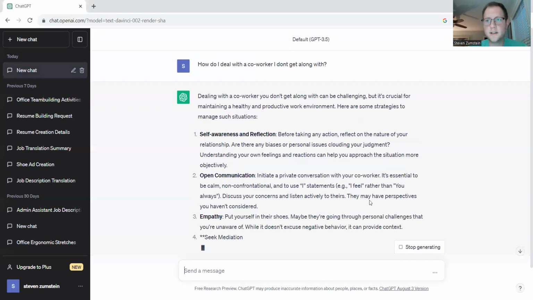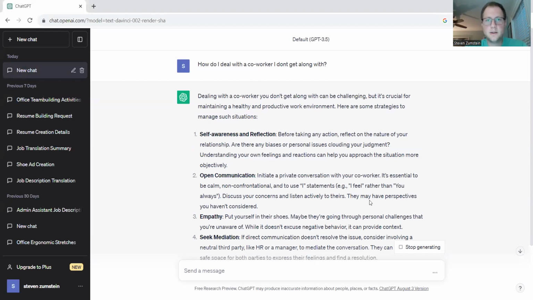that can help manage situations where you might not be getting along with one of your coworkers. First thing that you're always going to want to do, and any human resources professional will recommend this to you, is self-awareness and reflection. You're 50% of the communication that's going back and forth with another person, and you want to be able to reflect on your nature and any biases or personal issues that might be clouding your judgment. Next, you always want to go into a conflict or a conversation, especially a crucial conversation where you're talking about a disagreement, with an open mindset. Instead of using the you statement, use the I statement, making sure that you're talking about yourself and not putting words in other people's mouths.